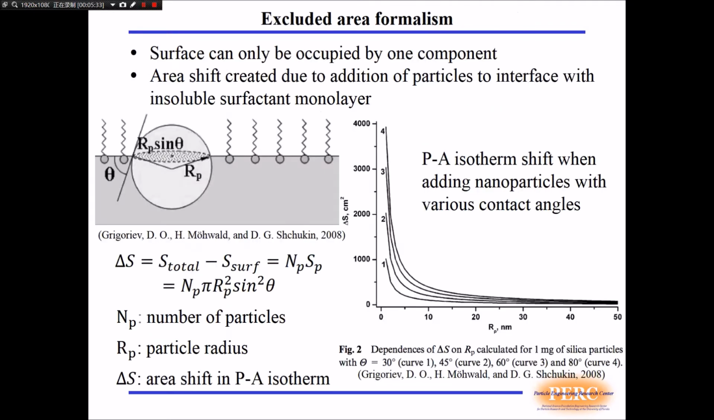Our next technique is called excluded area formalism. It is based on the idea that the surface can only be occupied by one component. When nanoparticles are added to a monolayer of insoluble surfactant, they create an area shift, as shown in the lower right figure. As the silica particles with different contact angles are added to the interface, the excluded area is shifted to different degrees. As the equation shows, this area shift is dependent on the number of nanoparticles at the interface, the particle radius, and contact angle.